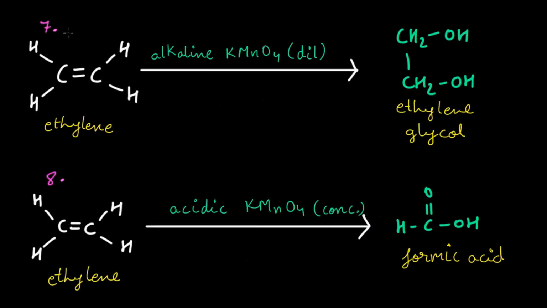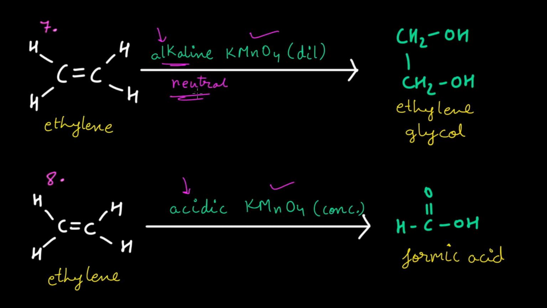Now take a look at the 7th and 8th reaction together. In both the cases, our reactant is ethylene, our reagent is KMnO4, but the conditions are different. In the first case, alkaline medium is there, and in the second case, acidic medium is there. Now let's take a look at the first case. Whenever there is alkaline KMnO4, alkaline or neutral, you can also use neutral. Sometimes neutral will also be there.